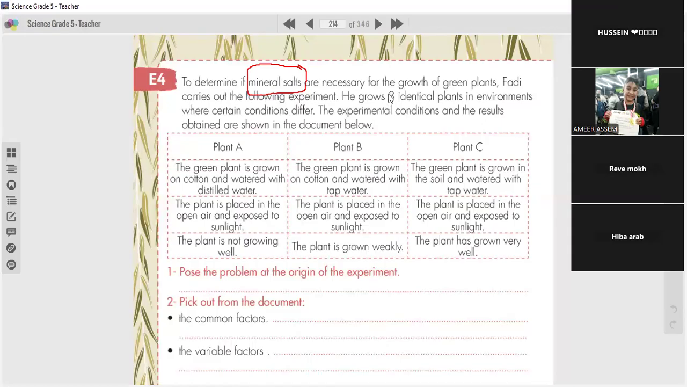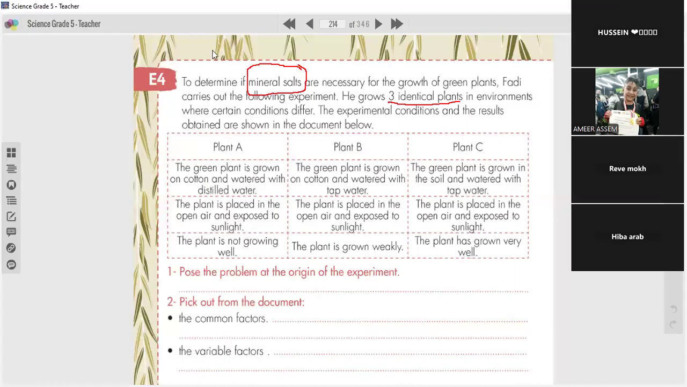Okay, are necessary for the growth of green plants. Fadi carries out, I mean he did the following experiment. He grows three identical plants. He brings the three identical plants in environment where certain conditions differ. Now we will understand from the table. The experimental conditions and the results obtained are shown in the document below.